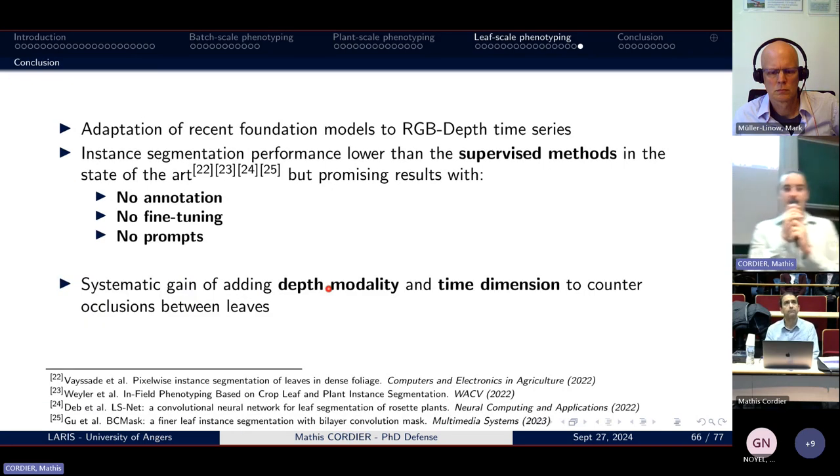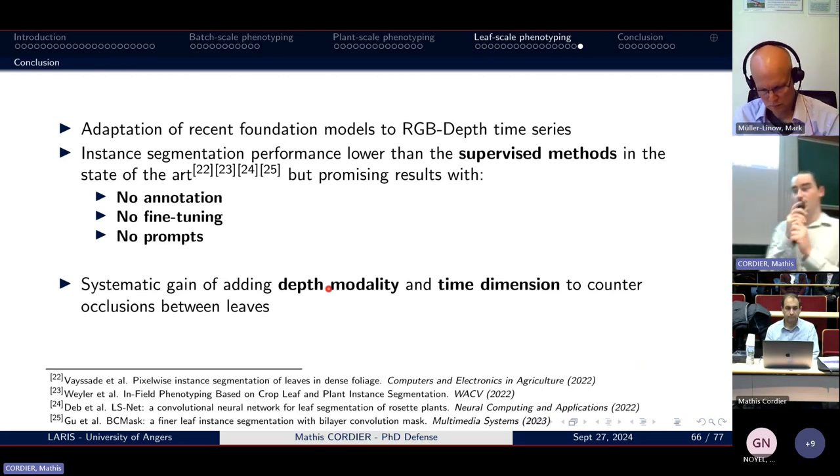So to conclude on SPART, we proposed an adaptation of the recent foundation models to RGBD time series. We can say here that the instance segmentation performance is lower than the supervised methods in the state of the art, but we already have very promising results without any addition, without fine-tuning, and without prompts. And finally, we were able to demonstrate that we have a systematic gain from adding depth modality and time dimension to counter occlusions between views.